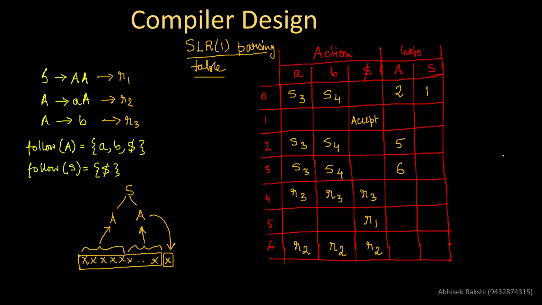So now we can move on to the other two parsers, that is the LALR1 parser and the CLR1 parser, and there we will see the parsing table will be much stronger, finding errors much earlier than these two parsing tables.